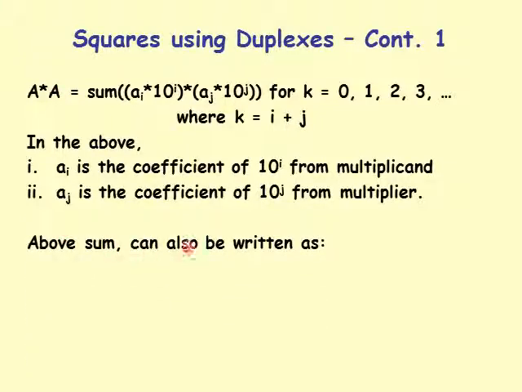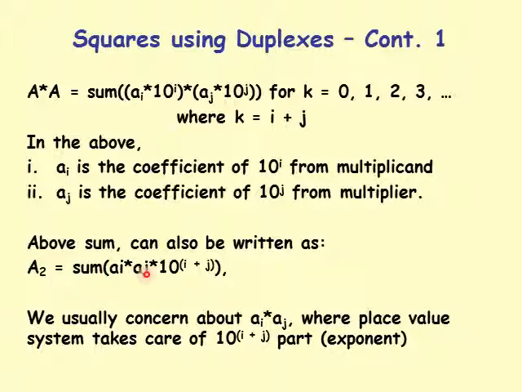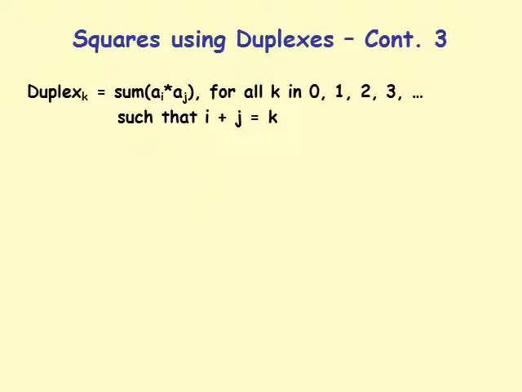Let's continue here. The above sum can also be written as follows, so we can combine these two products, multiply the coefficients together and add up the powers. We usually concern ourselves with ai times aj, where the place value system takes care of the exponent part, which is 10 to the power i plus j. We usually multiply ai and aj and place them in the right position, which takes care of the exponent part. So the duplex, again, I just repeated that from the previous slide.